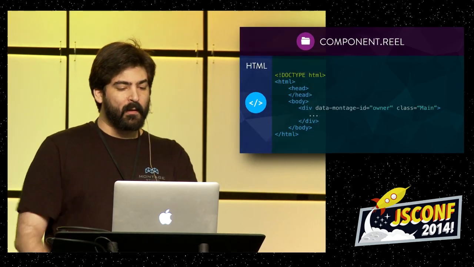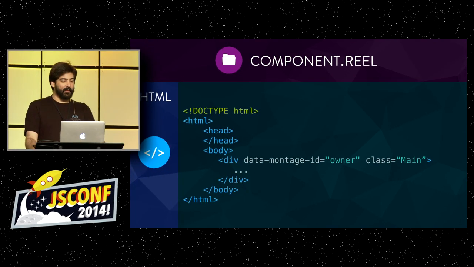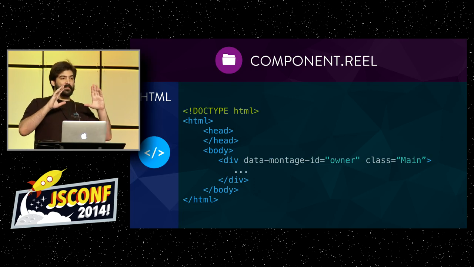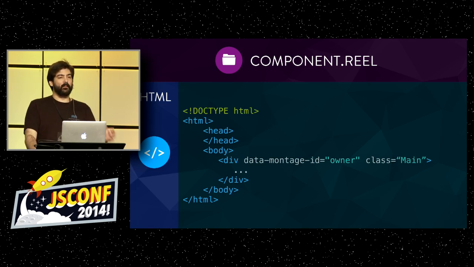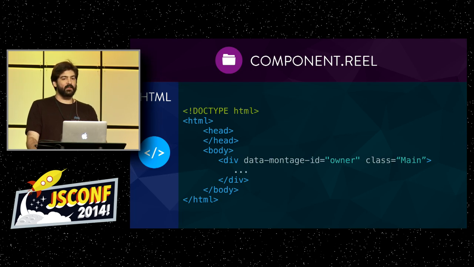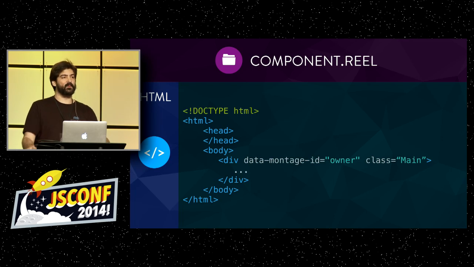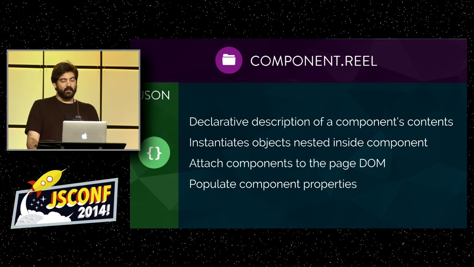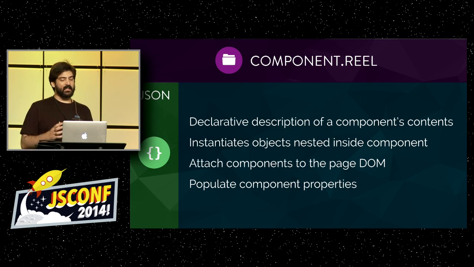We have the HTML content, which is just HTML. You have an HTML file, you can open it in a browser, you can view it as HTML. You can actually take the individual content from a single component and view it and edit it. This is really important because it facilitates better cooperation between developers and designers. Your designer doesn't have to understand anything about the framework in order to be able to work with the underlying HTML content.